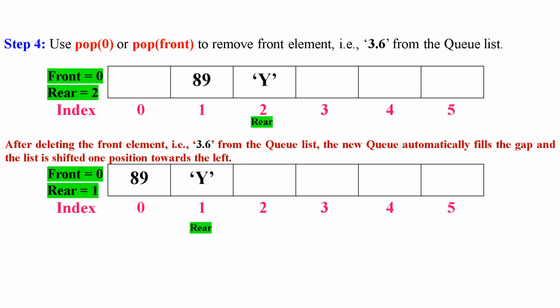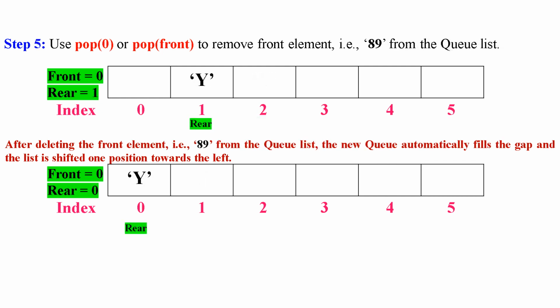Step 4. Look at the first picture. Use pop 0 or pop front to remove front element that is 3.6 from the queue list. After deleting the front element that is 3.6 from the queue list, the new queue automatically fills the gap and the list is shifted one position towards the left. Now, look at the second picture, how the new queue has filled the gap and the list is shifted to one position towards the left.